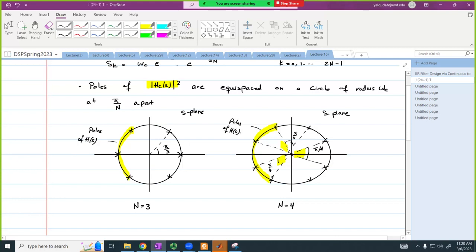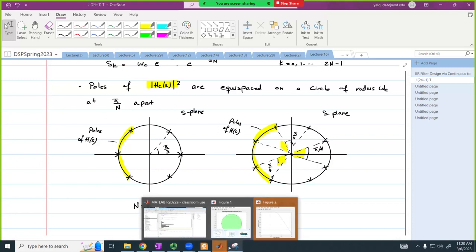Does that make sense? Remember, h of s squared, we can write it as h of s multiplied by h of negative s. So these are the poles of h of s, these are the poles of h of negative s. Okay, we can plot these. We plotted these with MATLAB.